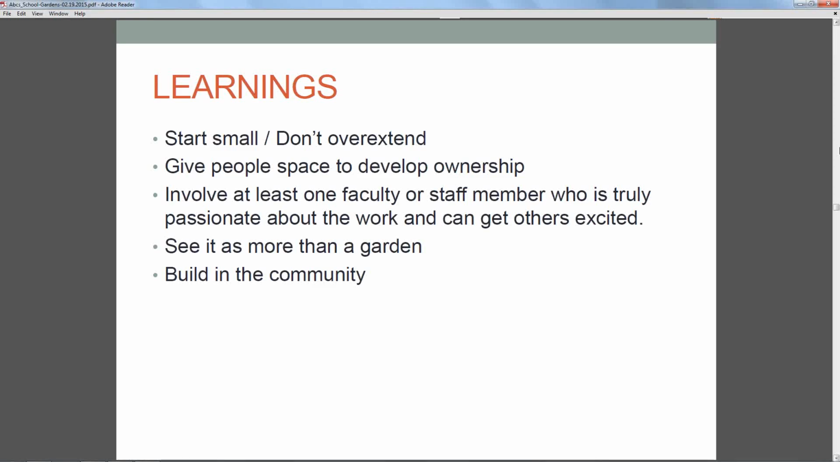It took us one summer, two summers ago, before we got to a point where, this last summer, we had a consistent group of parents coming every week tending to the garden. But that took us a little bit of time. Having a staff or faculty member who is truly passionate about the work is really important: you've got a steward, a champion of the garden at the school. And then, like we've been talking about, see it as more than a garden. That's the best way to serve the students, but also a great way to promote the garden and get the greatest amount of buy-in across stakeholders. Next slide.